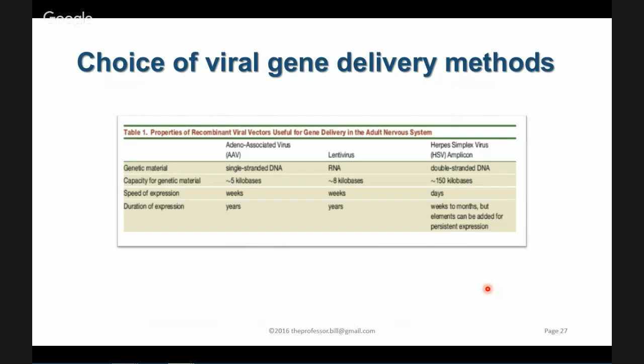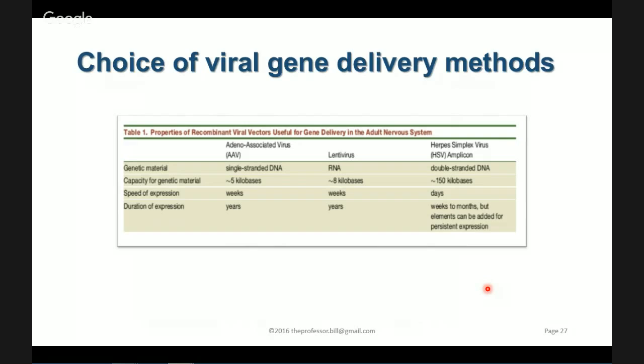The problem is there's not a lot that we can pack into an adeno-associated virus. It has limited capacity for genetic material. We can only put in about 5 kilobases. Remember Feng Zhang's issue, like delivering both Cas9 and his guide RNAs and the promoter regions? This is the size limitation that we have with adeno-associated viruses.